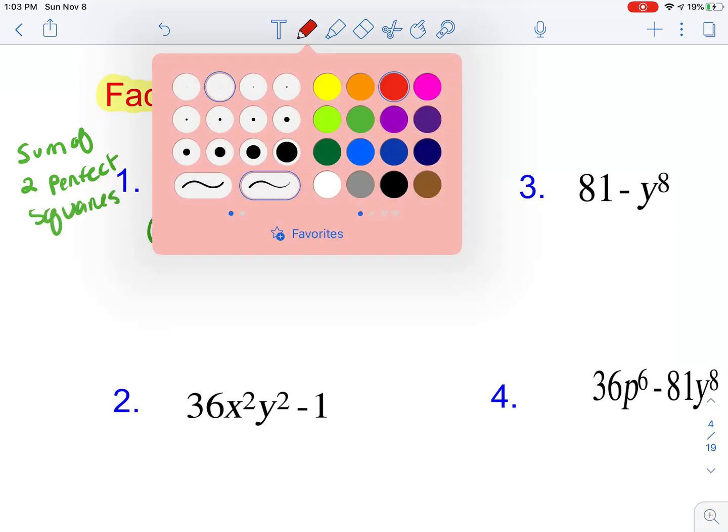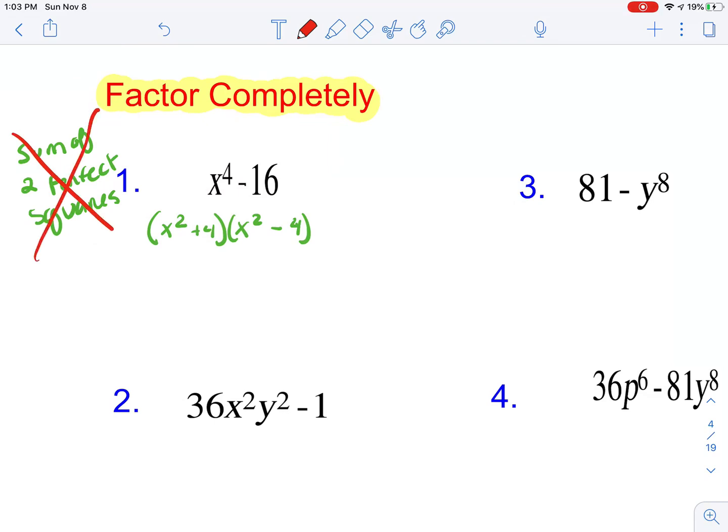Because we need that change of sign to create that canceling out effect. So the sum of two perfect squares cannot be factored. So this first parenthesis of x squared plus 4 simply follows us down to the next line. However, the second parenthesis, x squared minus 4, is a difference of two perfect squares, as we saw with our first example. And we can factor that to x plus 2, x minus 2.